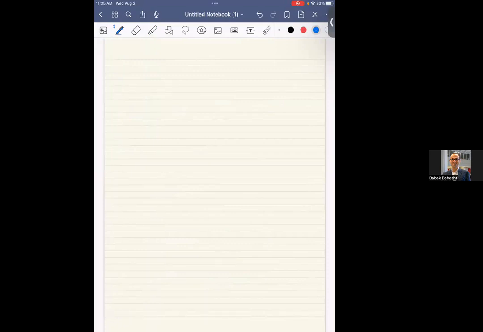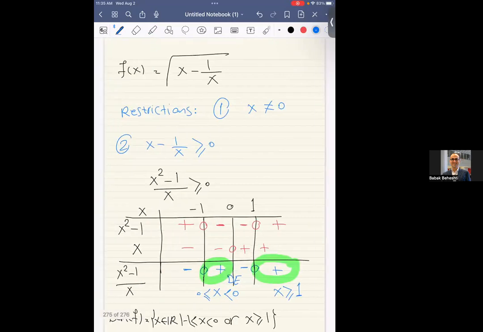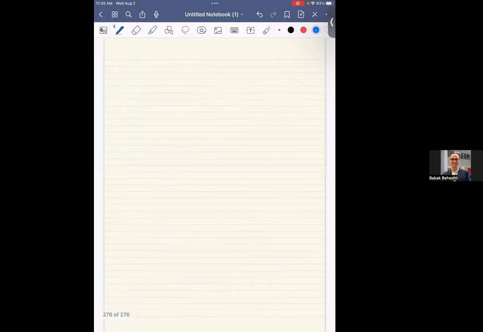So this is basically some examples of domain, how to compute the domain. So we discussed square roots and rational functions with denominators. Okay. Now the next topic that I want to discuss is basically polynomials.